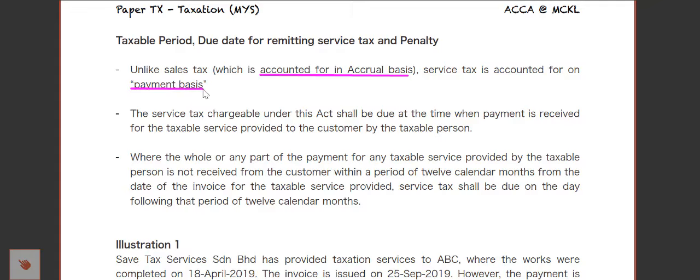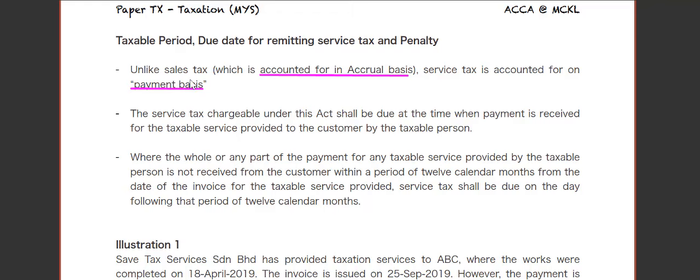Now, the concept of taxable period is the same. Every 2 months is a taxable period, and then the end of the following month after the taxable period is the date that you have to remit the service tax as well.